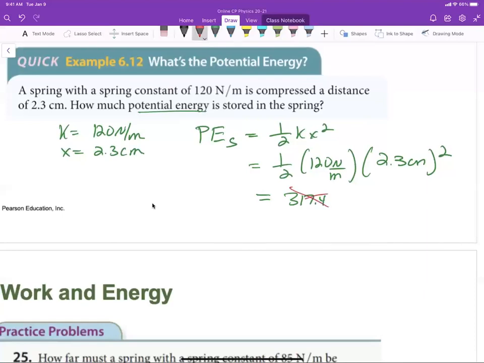And why is that wrong? Because I did not convert centimeters to meters. And so we will make sure that we convert centimeters to meters: 0.023 meters. We will use the correct units so that we get the answer in correct units, and that will give me 0.5 times 120 times 0.023 squared equals, and I get the answer 0.032 joules.